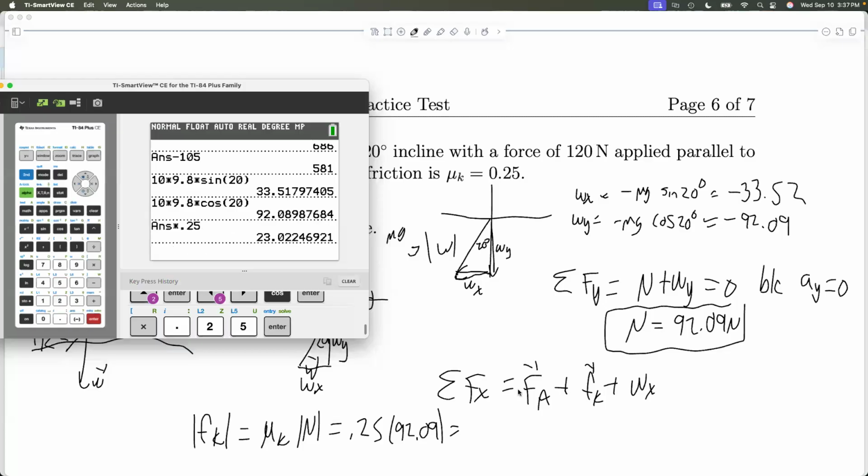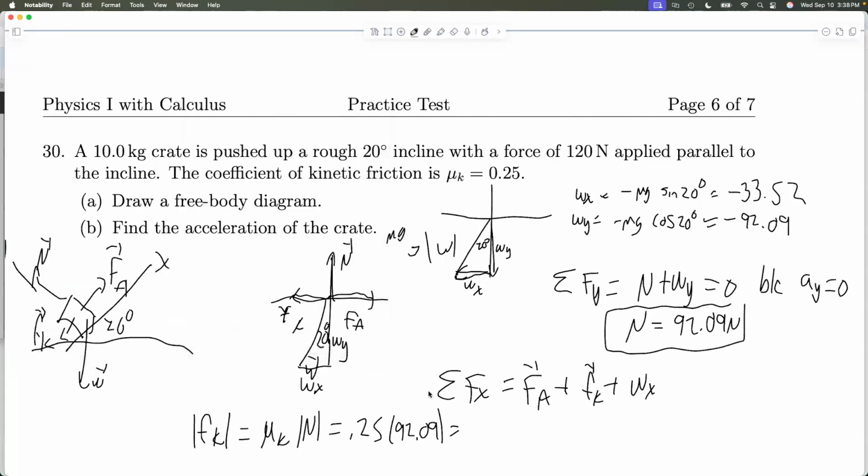How did I know to do things in this order? One, experience. Secondly, order wouldn't have mattered here. I could have written all this out first and realized, oh, wait a minute, I'm going to need that normal force. Let me write out the other equation. You're always going to have this equation and this equation. Sum of the forces in the y, sum of the forces in the x.